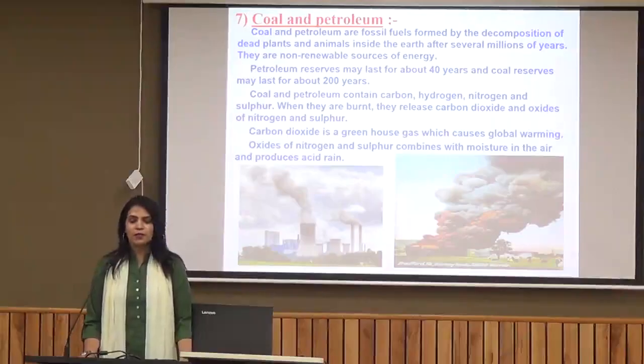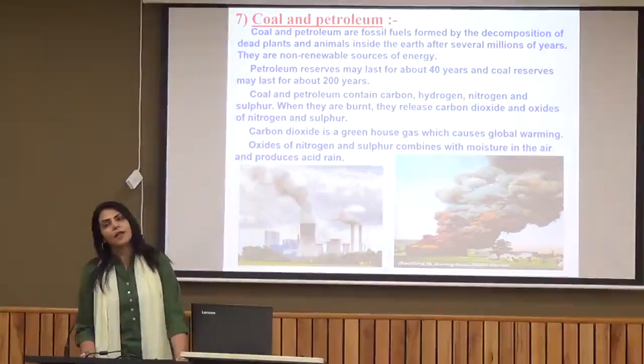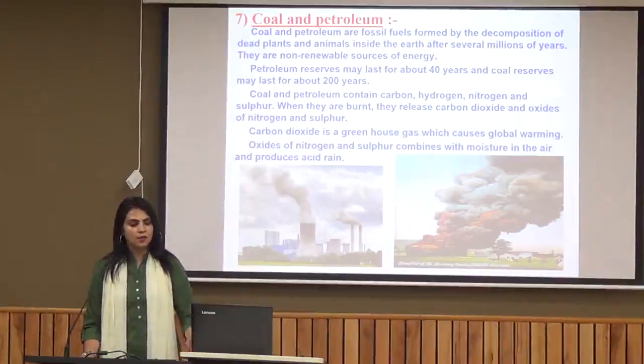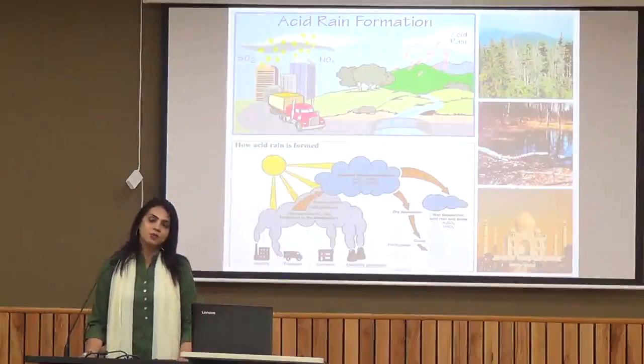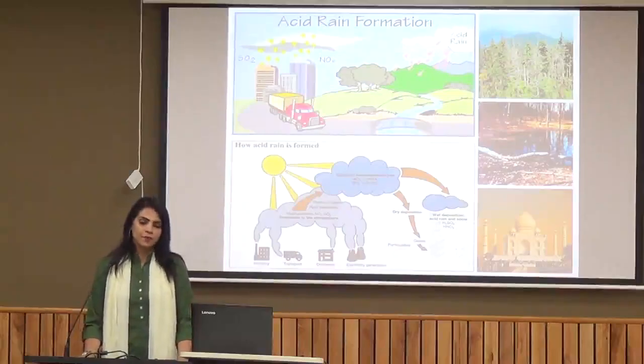Now coal and petroleum contain carbon, hydrogen, oxygen and sulfur, and when we burn them, they release a lot of gases which are harmful for the environment. They release carbon dioxide and oxides of nitrogen and sulfur. As we all are aware, carbon dioxide is an example of a greenhouse gas which causes global warming. Oxides of nitrogen and sulfur may combine with the moisture in the air, and this leads to acid rain. They have just shown an example. You have done this in class 8 also. What is acid rain? How is it formed? The oxides of sulfur and nitrogen combine with the moisture present in the upper atmosphere. So this is how acid rain is formed.